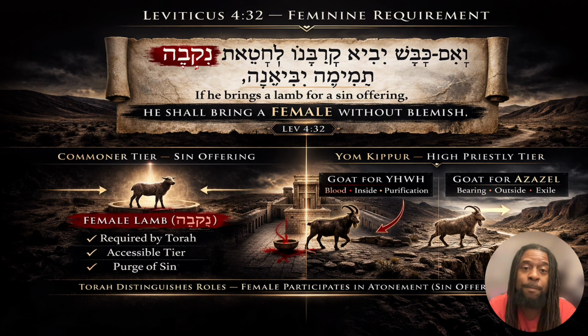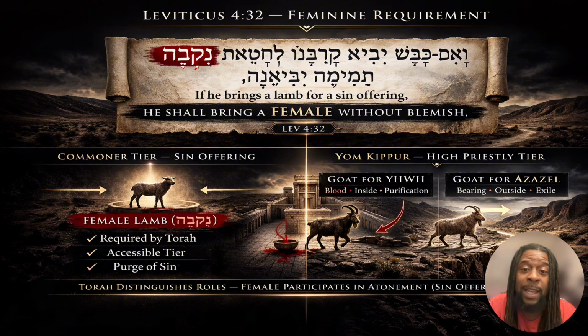And once again, just wanted to show you guys, I broke it up. Yom Kippur is a separate ritual from the common tier sin offering. And in that common tier sin offering, a female without blemish is that requirement. Okay? In the Yom Kippur, the Day of Atonement or Day of Covering, that deals with the 2 male goats.